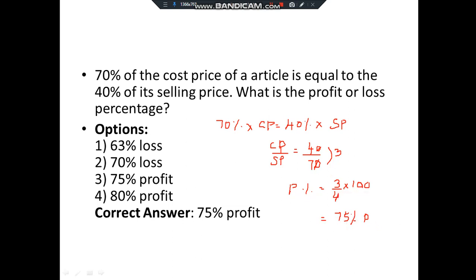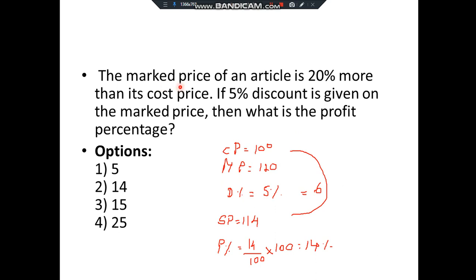Next question. The mark price of an article is 20% more than its cost price. If 5% discount is given on the mark price, then what is the profit percentage? So for this, consider the cost price to be 100. So mark price is 20% more than cost price. So mark price would be 120. Discount is 5%. Now find the selling price. Okay. You know cost price and selling price. Then it is easy to find the profit percentage.